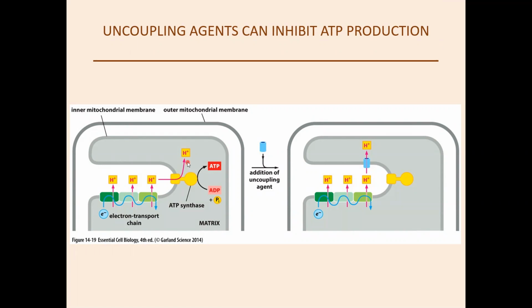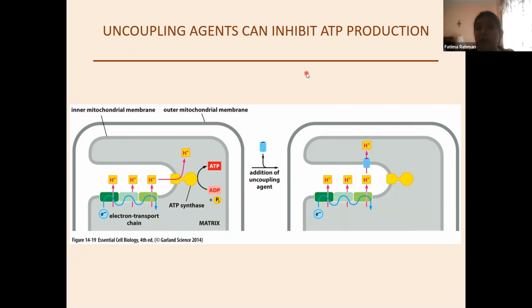Okay, so if we were to add inhibitors of this process, what we would call uncoupling agents, that reduces the efficiency of this system, and it reduces the ability for the cells to produce as much ATP.